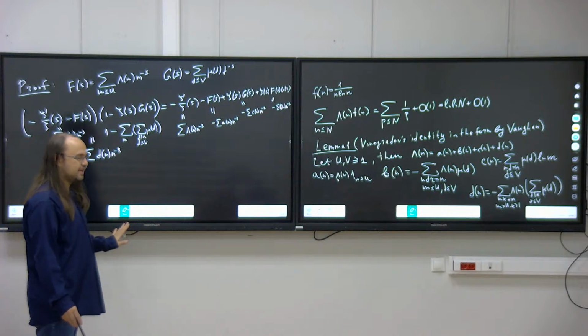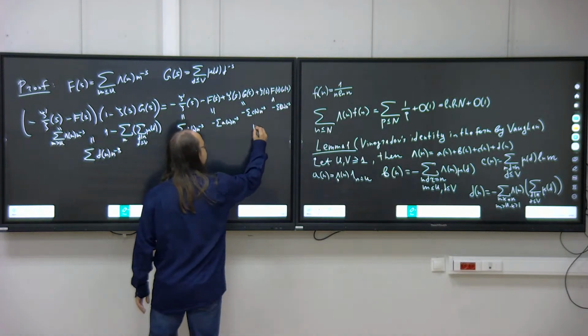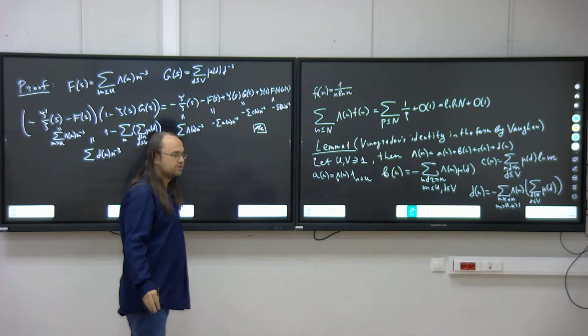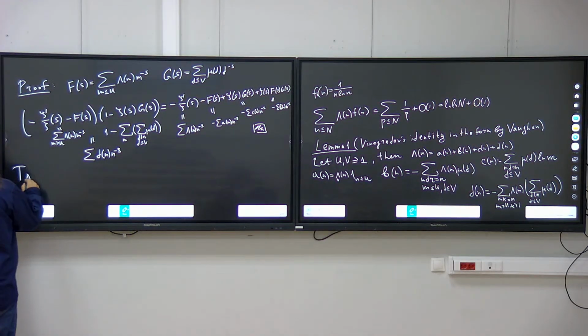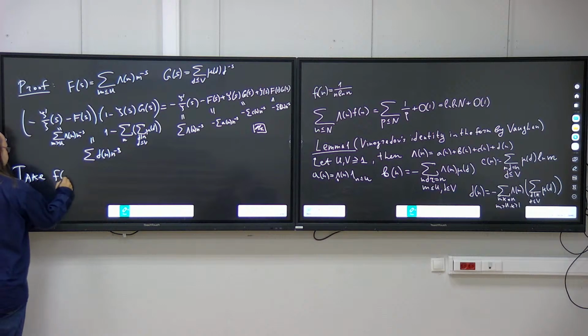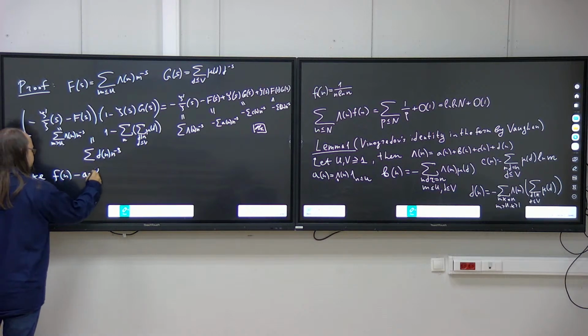Okay, so this concludes the proof of lemma 1. What we are going to do now is as follows. Take f of n, an arbitrary function.